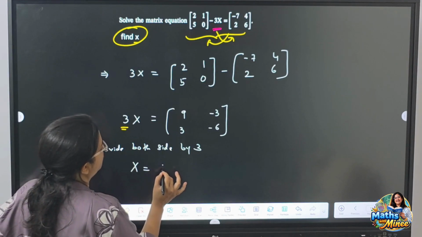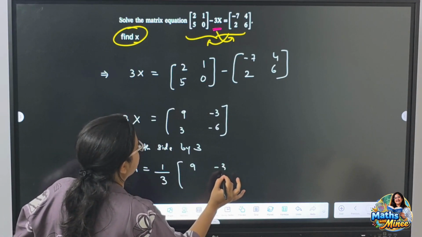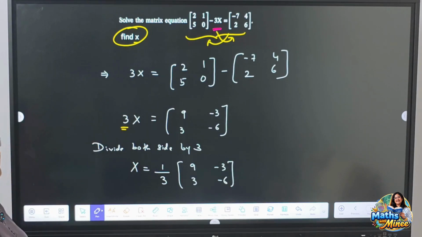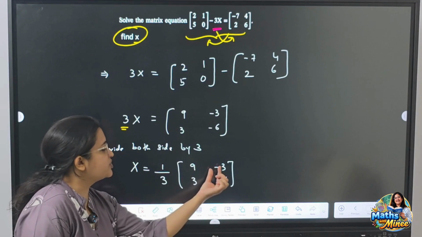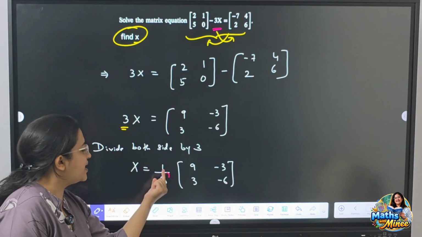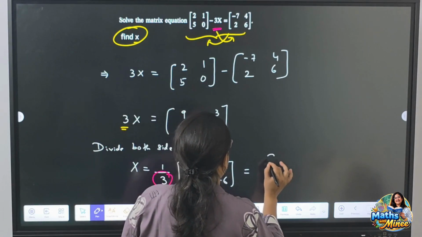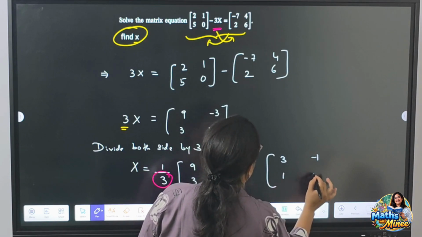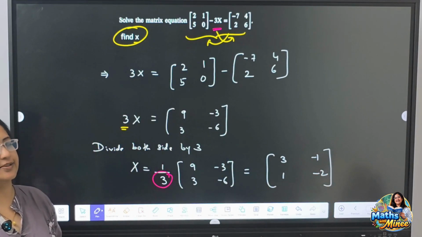X is equal to 1 over 3, 9 minus 3, 3 minus 6. Now see, when you get this kind of a sum, just think, 9, minus 3, 3, 6, these all are divisible by 3. And if they are divisible by 3, I'll simplify and I'll write here 3 minus 1, 1 minus 2. So this is our resultant matrix.